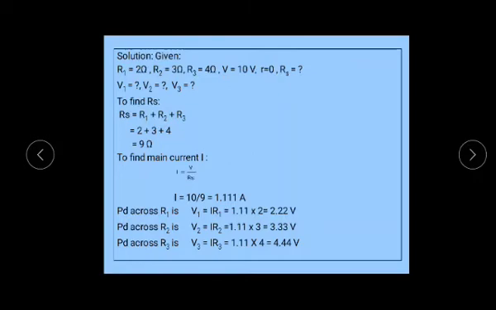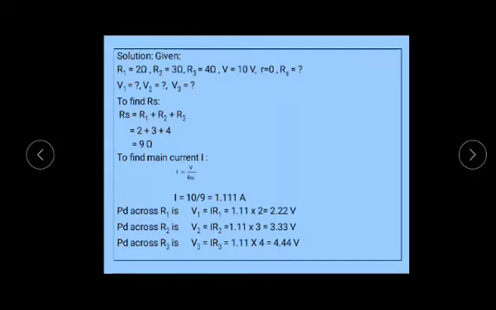So to find RS, I hope you are remembering. For series combination, the formula is RS = R1 + R2 + R3, and so on. In series combination, current remains constant, current remains the same, and potential divides. So V1, V2, V3 you have to find. RS = R1 + R2 + R3, so 2 + 3 + 4, it is 9 ohm.